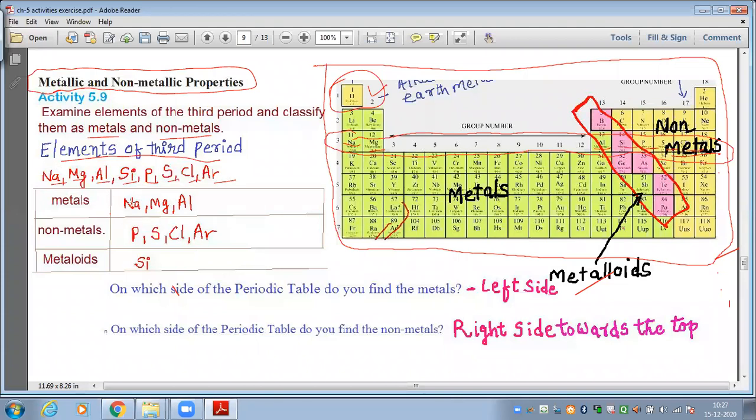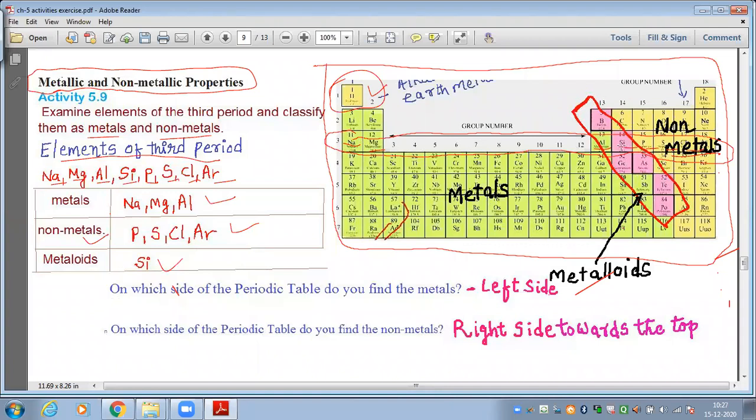Out of these, the metals are sodium, magnesium and aluminum. You can see that they are represented with the green color, and that is why these three are metals. Phosphorus, sulfur, chlorine and argon are represented with the yellow color, and that is why they are non-metals. And silicon is a metalloid.